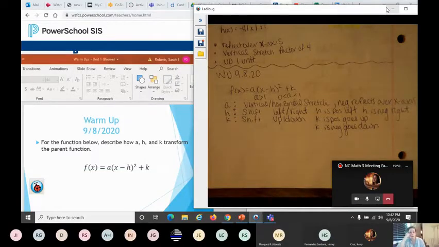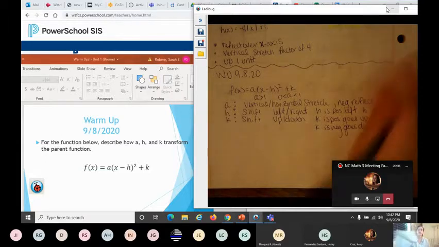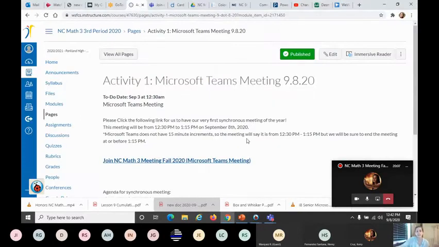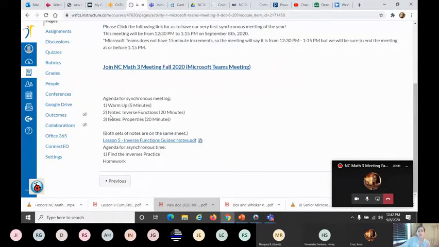Yes, so make sure you have this written down, and we are going to go ahead and start inverse functions today. So I'm going to walk you through what our activities for today are. Today we're doing notes on inverse functions, and on the back of those notes, we have our properties. Both of those sets are on the same sheet right here. If you want to print it out, if you do not want to print it out, no big deal. It's easy to copy down on a sheet of paper.